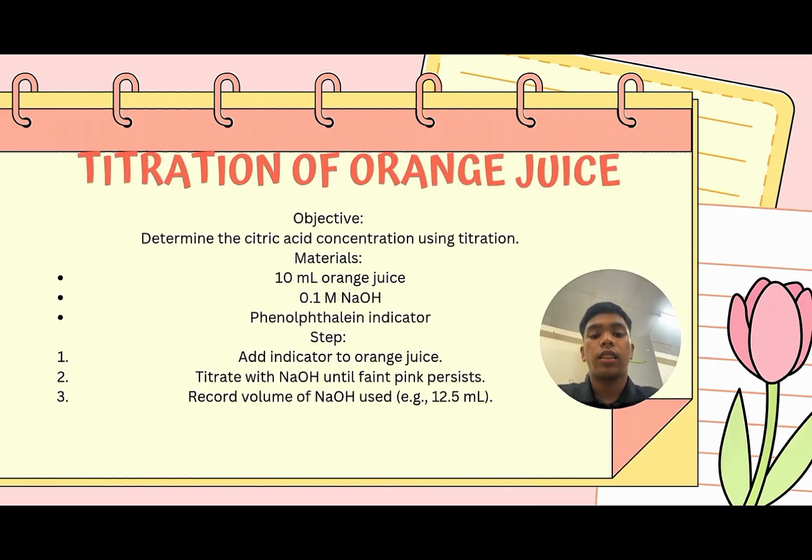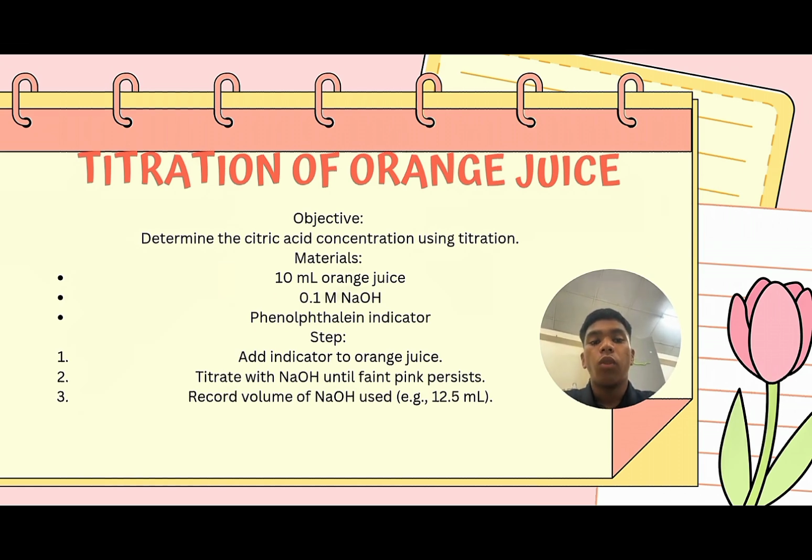Next, we move to the titration of orange juice. The objective of this experiment is to determine the concentration of citric acid in the juice using a standard acid-base titration. We use 10 milliliters orange juice as our sample, 1.0 molar sodium hydroxide as the base, and phenolphthalein as the indicator. The steps are straightforward. First, we added phenolphthalein to the orange juice. Then, we titrate the sample with NaOH until a faint pink color remained. This indicated the endpoint.